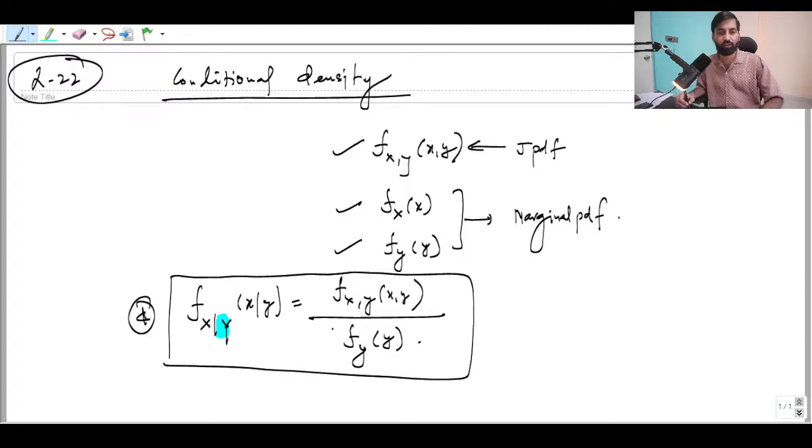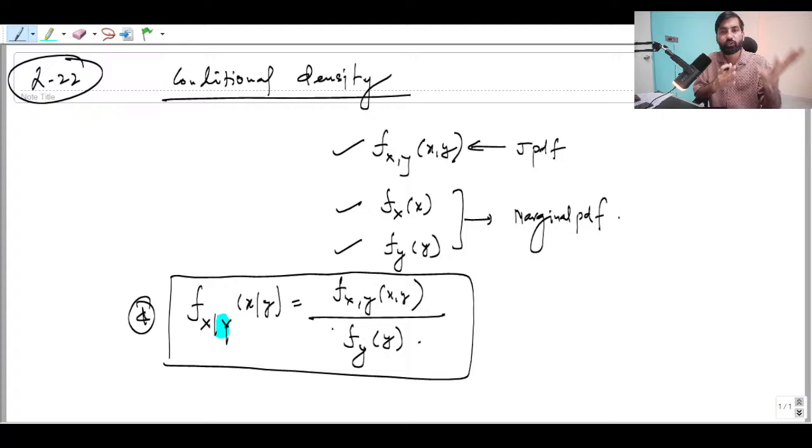Okay, you have to divide by the marginal density function. Understand? So these are the steps that you have to follow always. Okay, please remember these steps. So I think this is clear, right? So what you have to do, X and Y will be the random variables with the joint density function, and fX and fY will be the marginal densities.